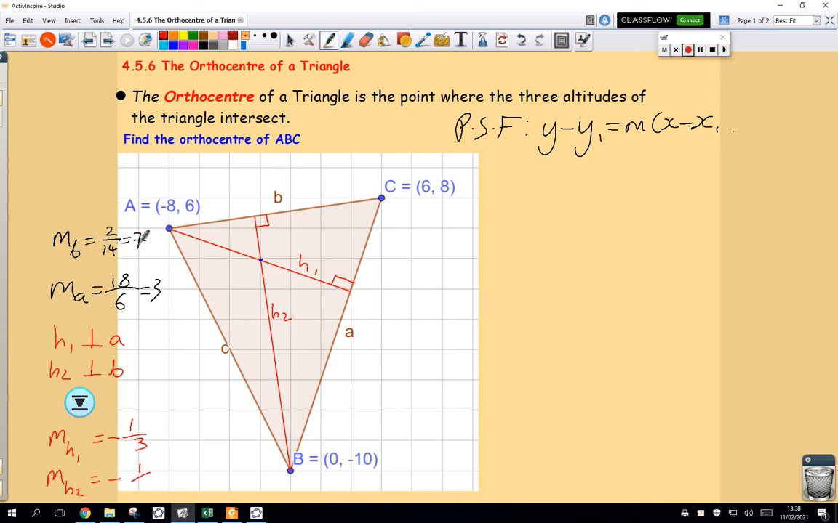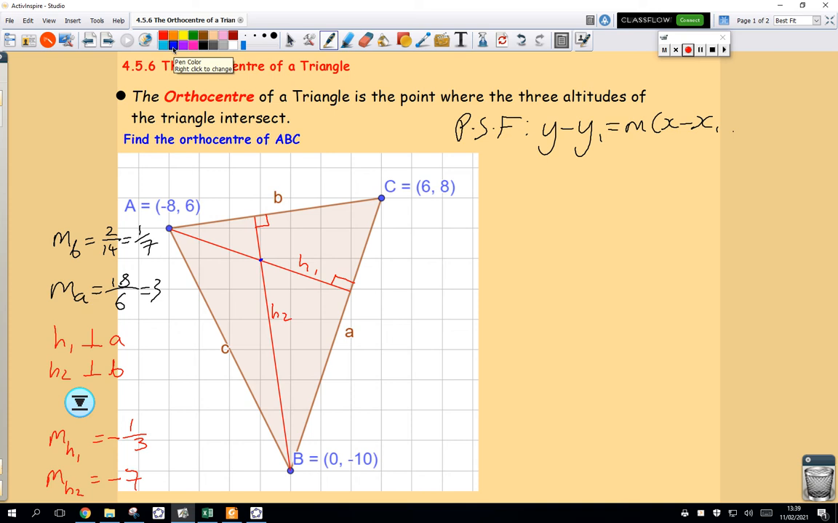1/7. Sorry, I said 7 there. That should be 1/7. 2 over 14, of course, is 1/7. Oh, deliberate mistake, of course. Every mistake I make is deliberate, just to keep students on their toes, as you know. So the slope of h2, the slope of the second altitude here, is going to be the negative reciprocal of 1/7, which is negative 7/1, or just negative 7. Okay, so we've got two altitudes, both have negative slopes. I could have used the third one either. It doesn't really matter which one I use.